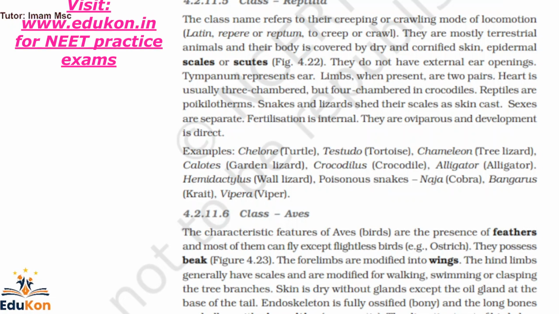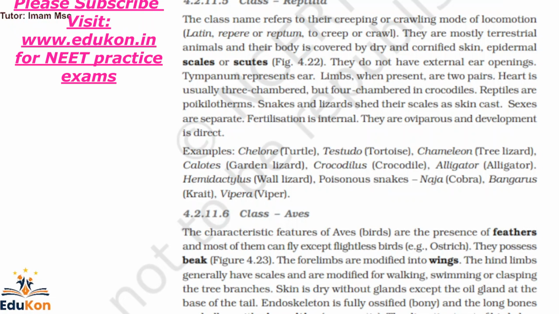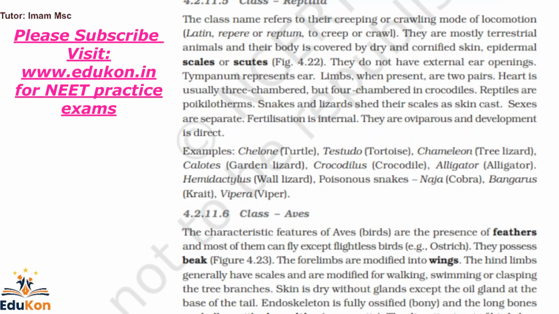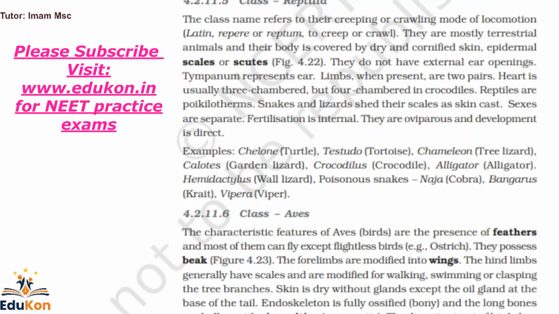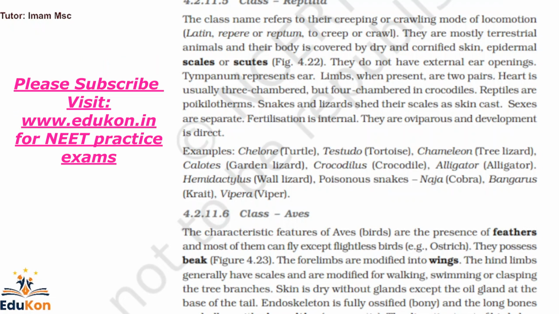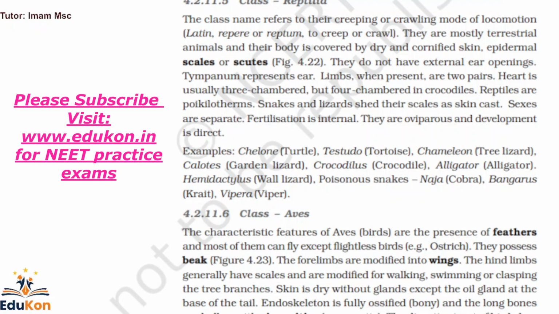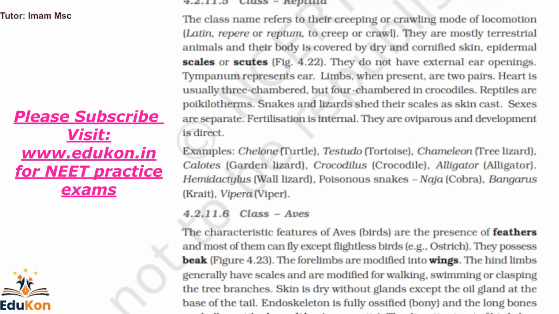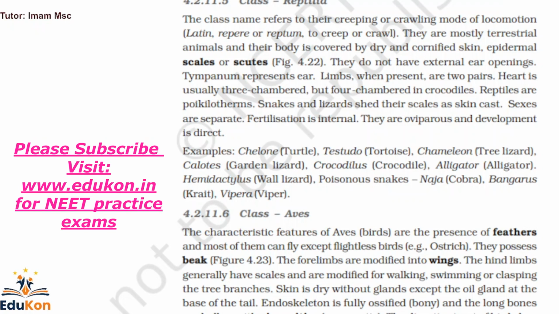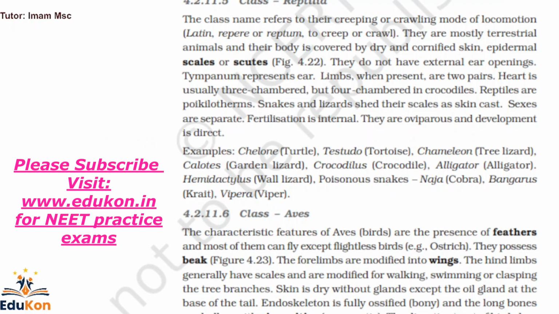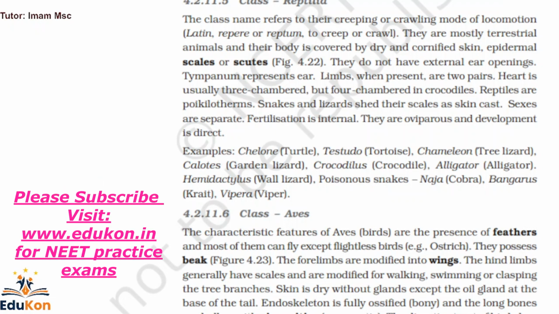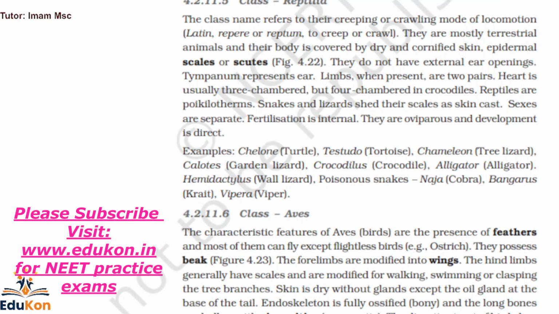So in this class Reptilia, a four-chambered heart is present in Crocodilus, that is crocodile. Usually all other animals in this class have a three-chambered heart. And tympanum represents ear, which is a common factor between Amphibia and Reptilia. Please go through the book again and again, because the more you revise, the more you remember. Otherwise you will not remember.